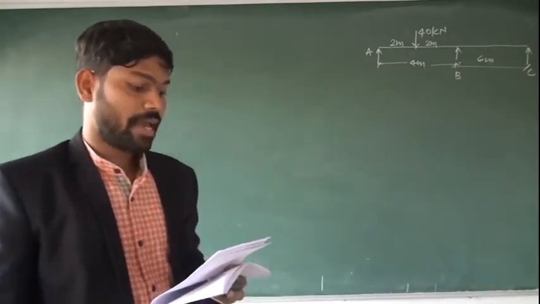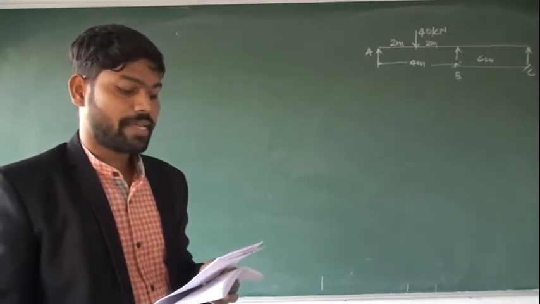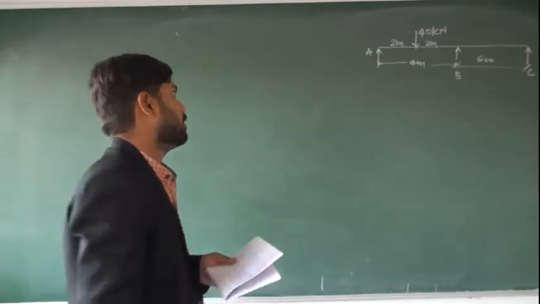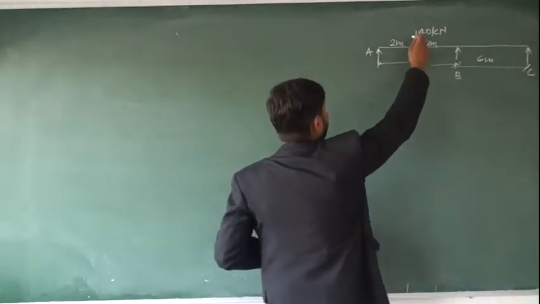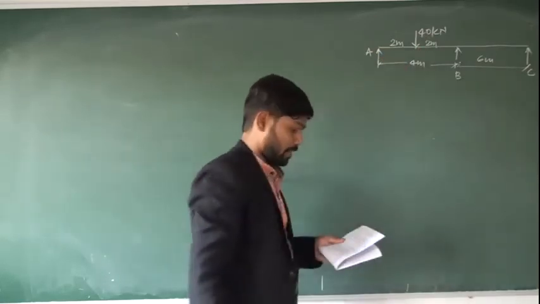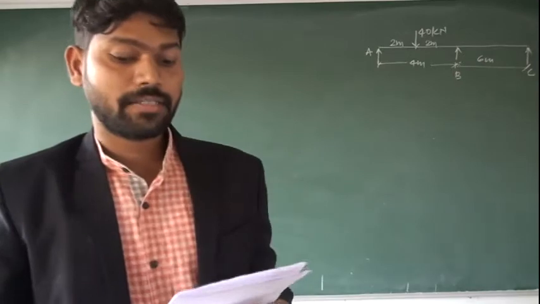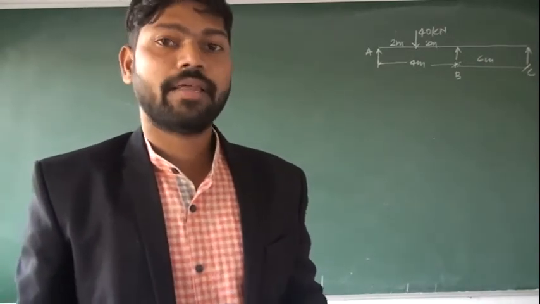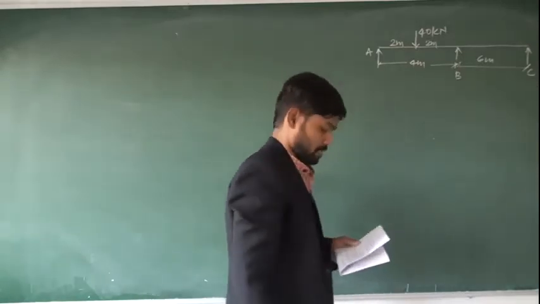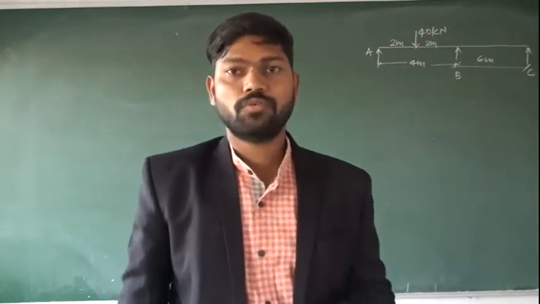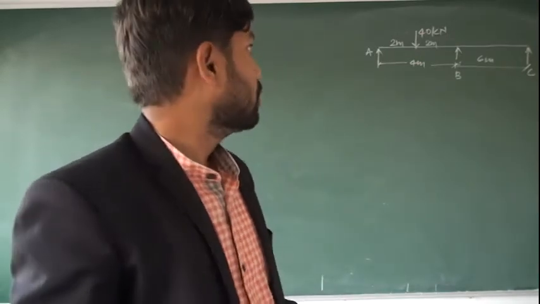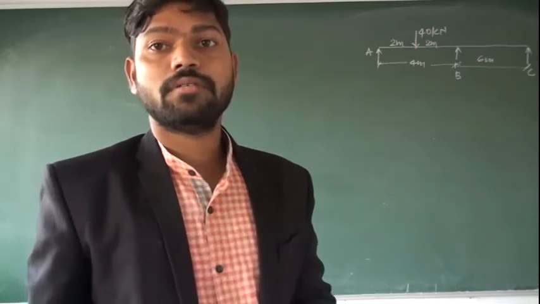Now, the AB span carries a point load of 40 kilonewton at 2 meter from A. Now find the reactions at support and draw the bending moment diagram. You have to find out the reactions RA, RB and RC, and the bending moment diagram for the beam. You have to use the three moment theorem again. AB is carrying a point load, but BC has no load.